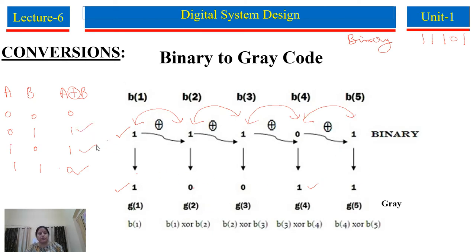Very simple approach. Write the MSB as it is, then take the XOR of the remaining two adjacent bits. Means 1 1 XOR is 0, 1 1 XOR is 0, 1 0 XOR is 1, 0 1 XOR is 1. So this is the binary to gray code conversion.